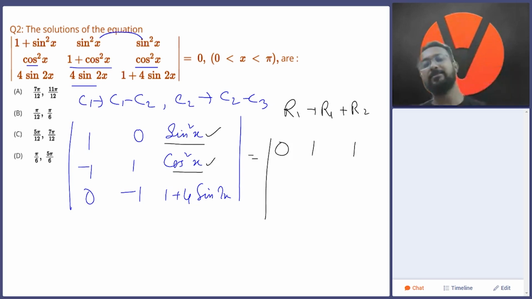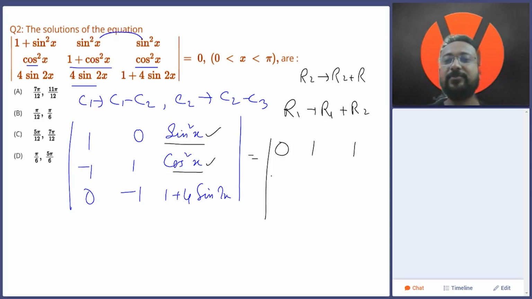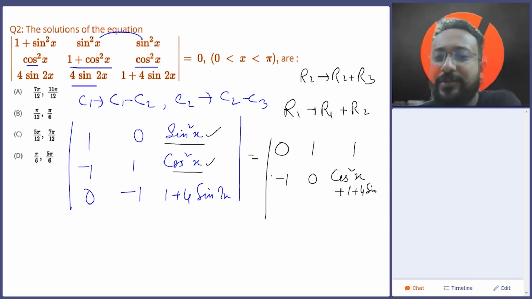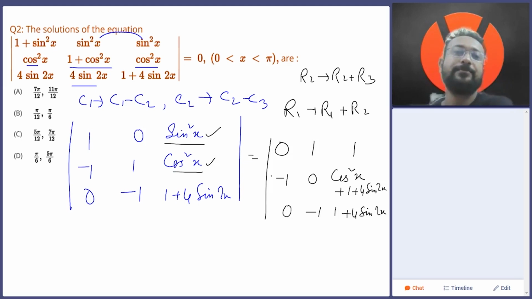Remaining, if you want, you can add, or let me use R2 to R2 plus R3 as well. Because R2 has not changed. Minus 1 plus 0 will become minus 1, but 1 minus 1 will become 0 again, correct? And remaining will get cos square x. It's okay, it's not giving us much of value. So 0, minus 1, 1 plus 4 sine 2x. Okay, no problem.